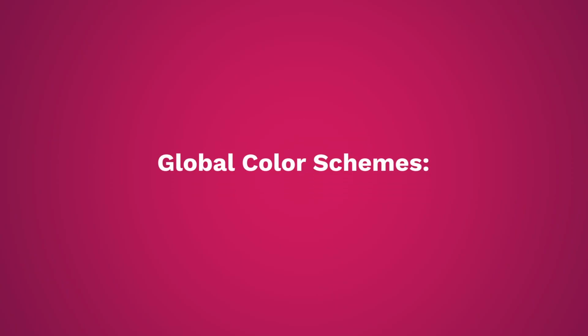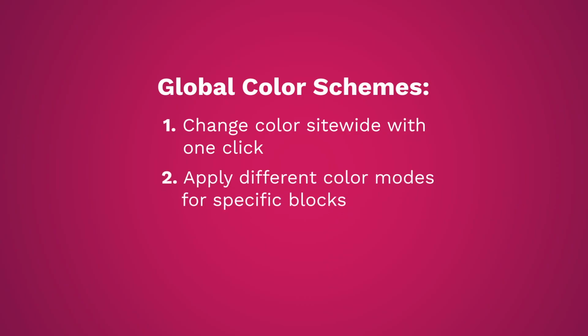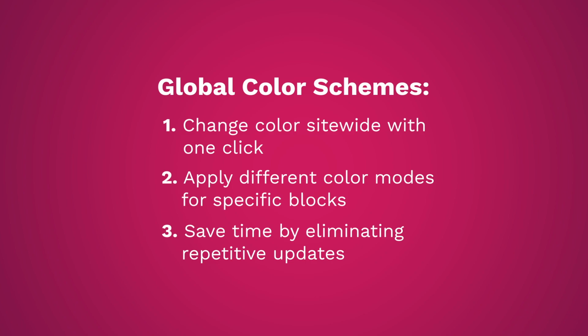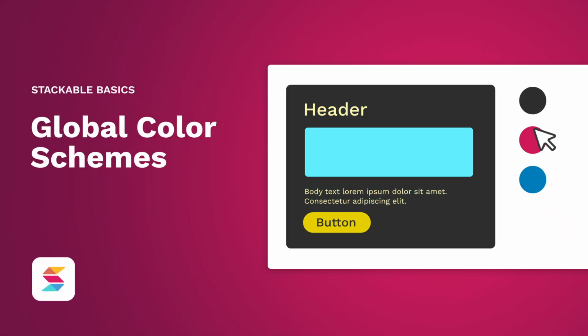With global color schemes, you can change colors site-wide with one click, apply different color modes for specific blocks, save time by eliminating repetitive updates. This is part of Stackable's global design system, helping you build faster and more efficiently.